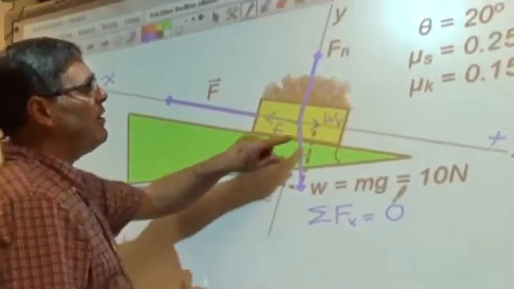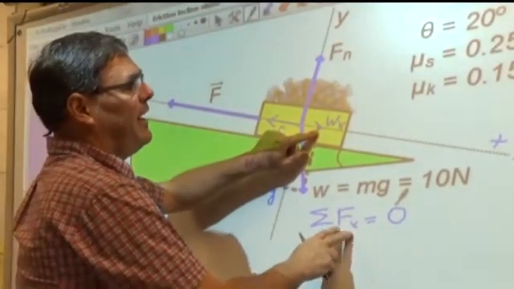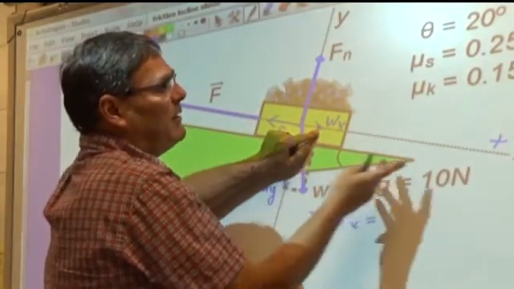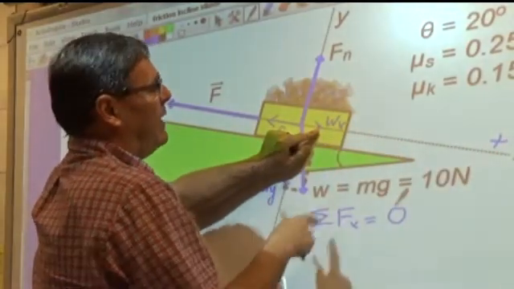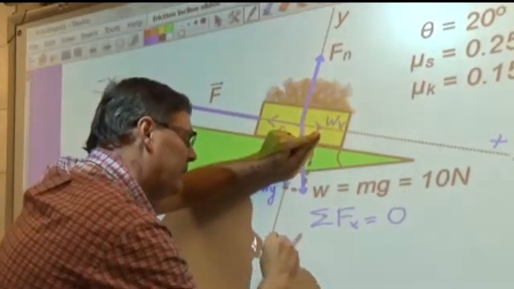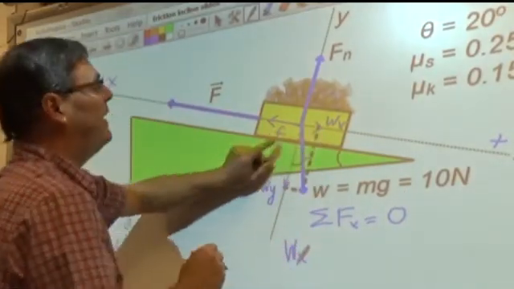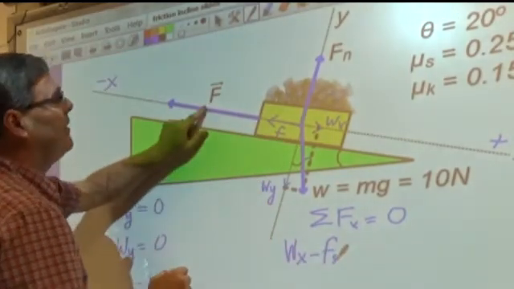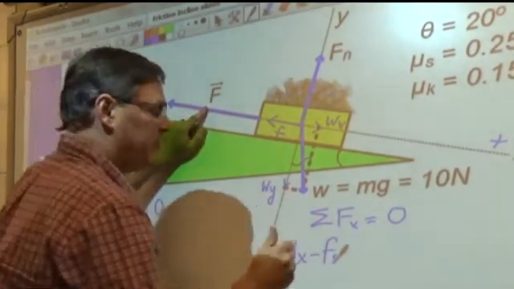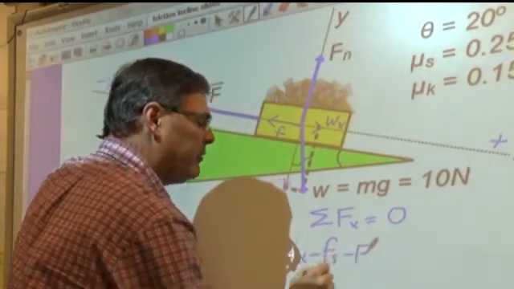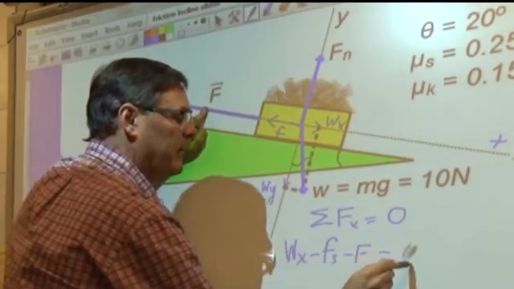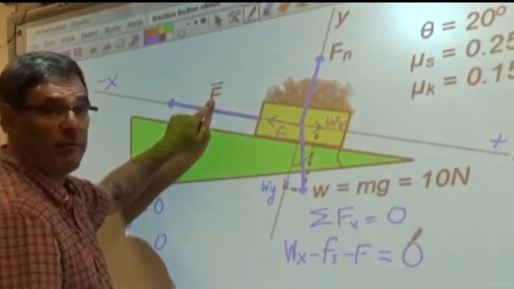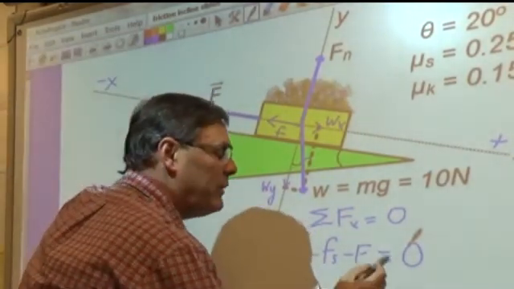So I'm going to look at all my forces in the x direction, and I've chosen the direction of possible movement to be the positive x direction, so that's down the ramp. So the x component of the weight is in the positive direction, and then the static frictional force and the holding force of the string are both in the negative direction. And so now I can move this. This is what I'm trying to solve for, the holding force of the string.